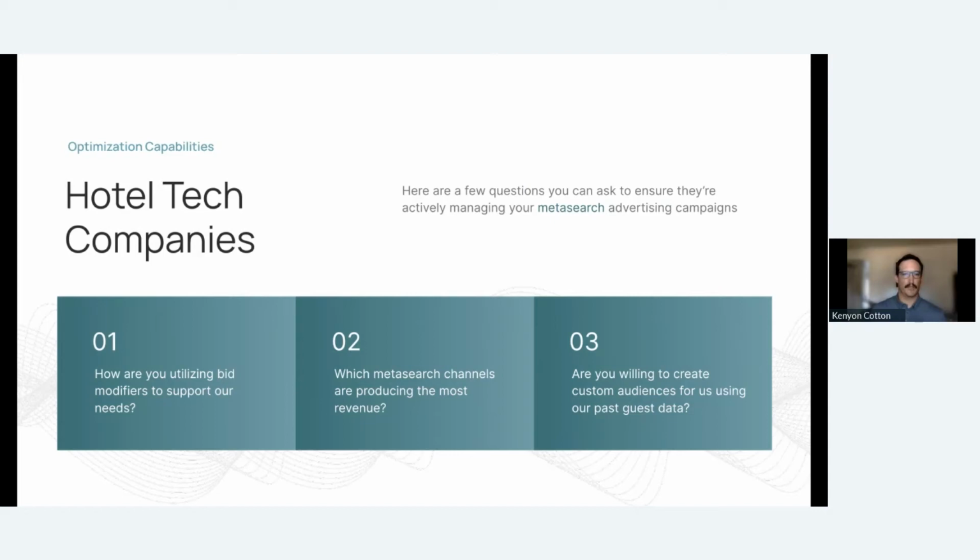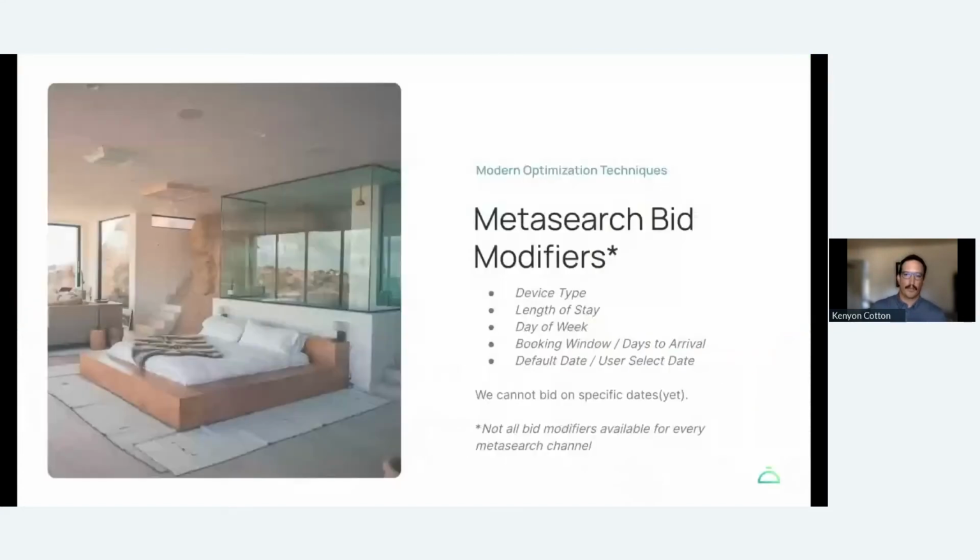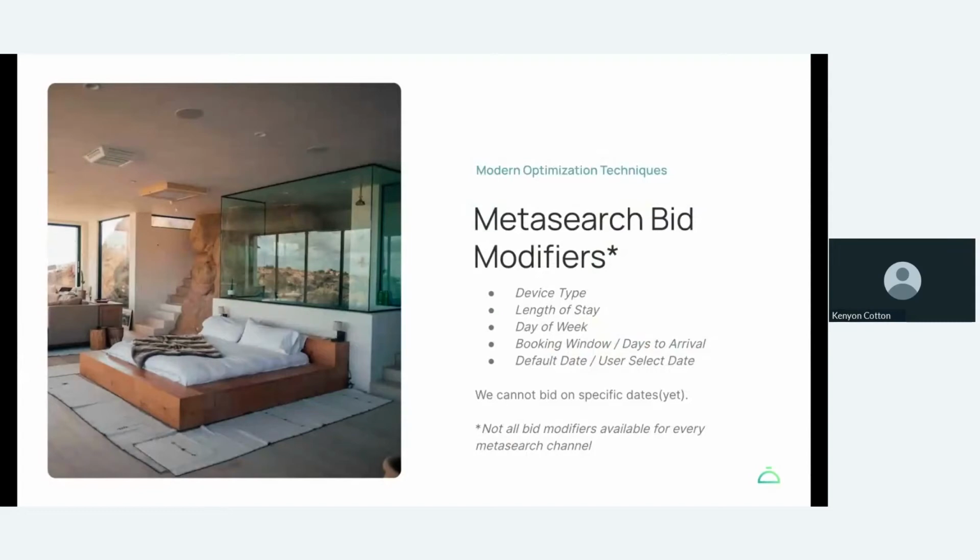Next, we're going to get into some actual optimization techniques available to you via Metasearch. First, I want to talk about the bid modifiers I mentioned a moment ago. There's a number of things you can bid on within Metasearch to tailor your approach and your campaign to maximize your campaign performance. The first is device type, and that can be important depending on property, depending on the type of guests you attract. Some guests are more prone to book on desktop versus mobile, and you can actually adjust your bid there so that you're more prominent on one or another.